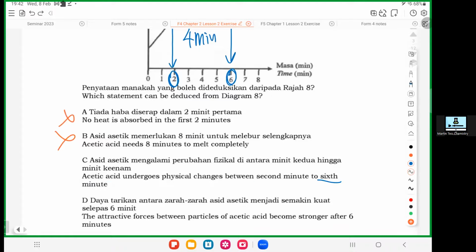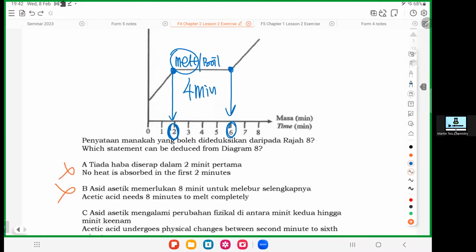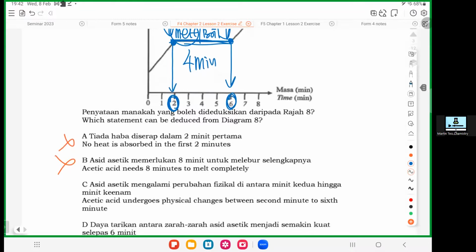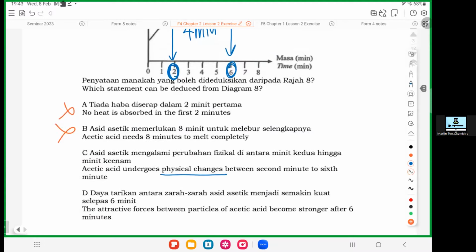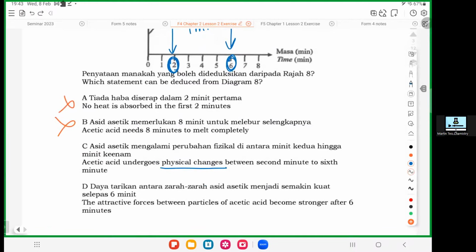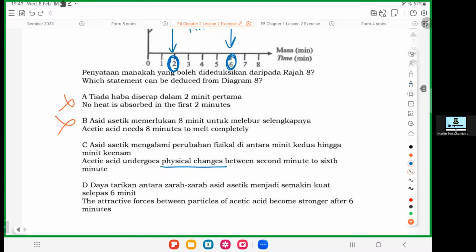Answer C: Acetic acid undergoes physical changes from the 2nd minute to the 6th minute. Yes, from the 2nd minute here to the 6th minute here, you have changes, which is melting. You change from solid to liquid. That is a physical change. So the answer is C.